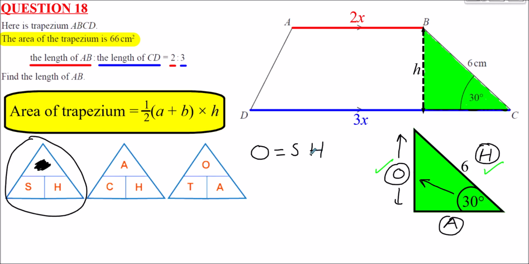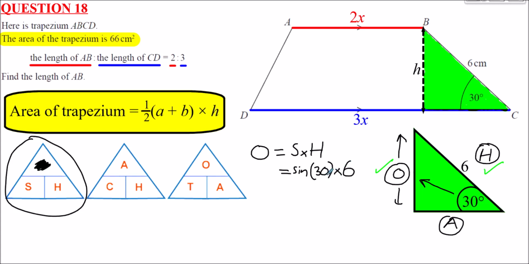Two things next to each other in maths means one multiplied by the other. S stands for sine of the angle in question, which is 30. Pop that in brackets and then close off. And then we're going to multiply that by the hypotenuse, which is 6.